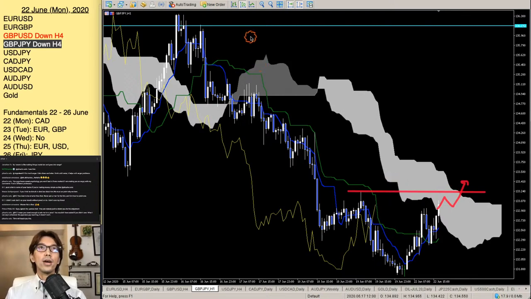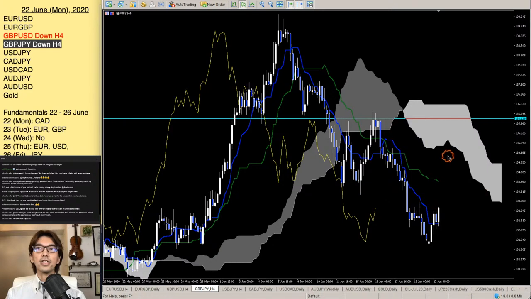Now I still see that in the 4-hour chart this is still downtrending, because the Kumo is moving down and the Kijun Sen is also moving down. I will still look for the sell chance in smaller time frames.